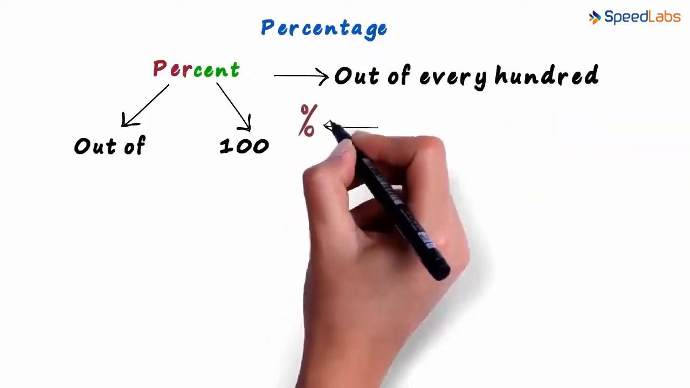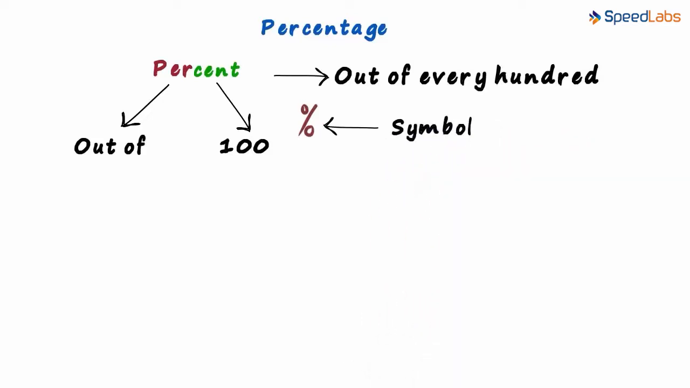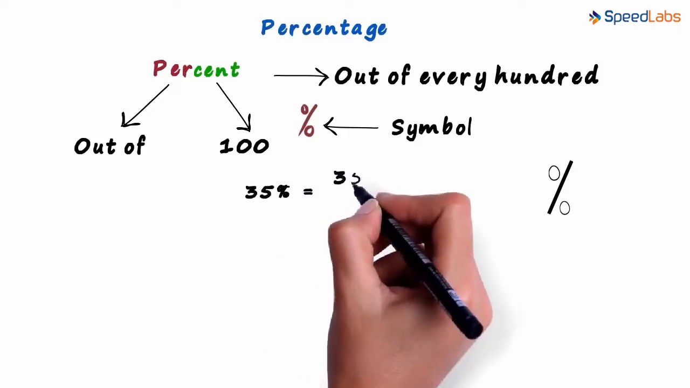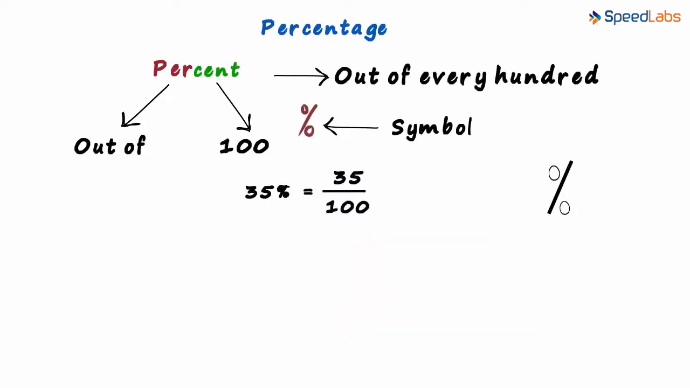Why this symbol? Well, you can think of it like this. Percent is all about 100. The one rests between the two zeros and the zeros get tinier. So 35% basically means 35 by 100 or 35 parts out of 100 parts.